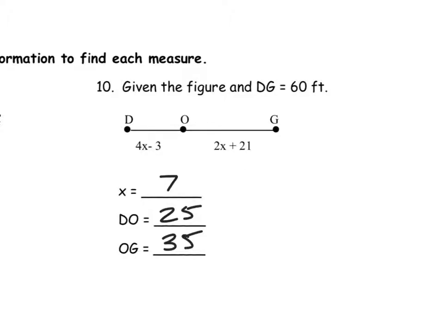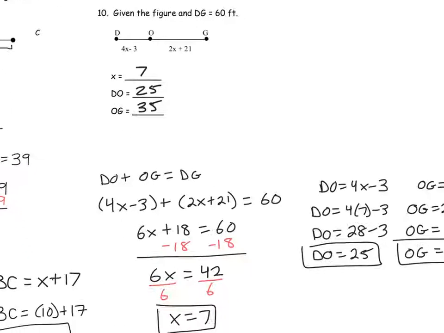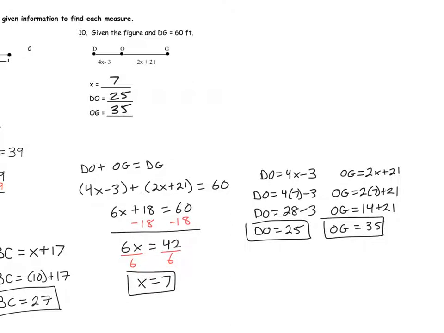Okay, so let's check our answers here. So first, you should have set up this equation using angle addition postulate. DO plus OG equals DG. Small plus small equals big. Then we substitute our values and we solve for x. So we get x equals 7. Then to find the length of DO, we substitute 7 into 4x minus 3. And to find OG, we substitute 7 into 2x plus 21.